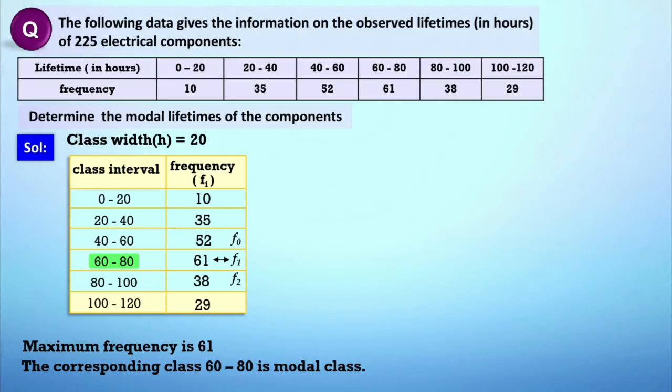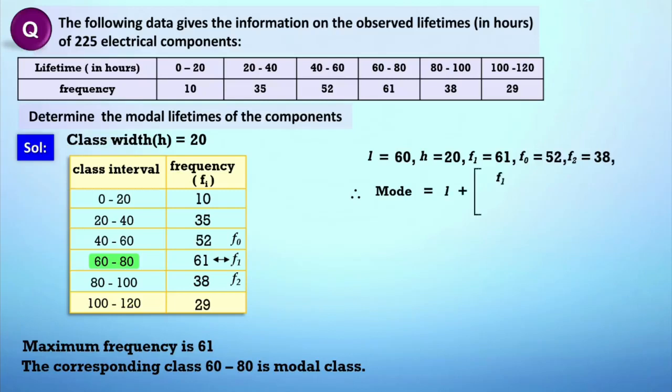We know F0, we know F1, we know F2. Now we will be identifying L, that is lower limit of the modal class, which is 60. We know H, that is 20, which is the class width. And we also know F0, F2, and then we can use the formula to calculate mode, that is L plus bracket F1 minus F0 upon 2F1 minus F0 minus F2 bracket close into H.